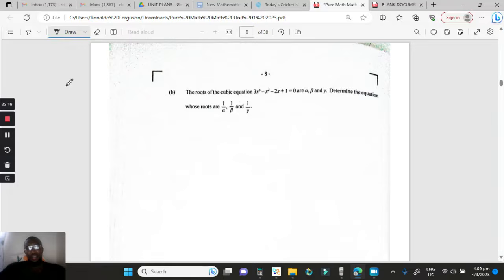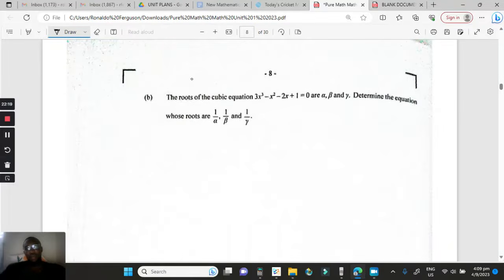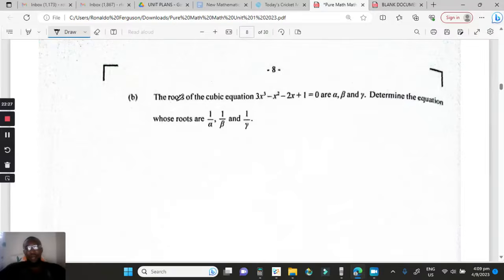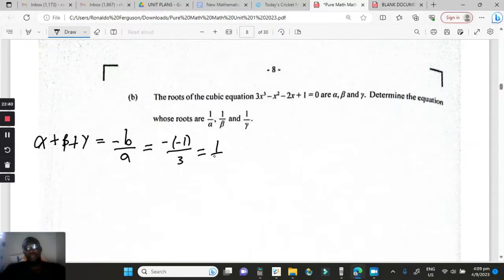This part now it says, the roots of a cubic equation, determine the equation with roots 1 over alpha, 1 over beta, 1 over gamma. Whenever you get these questions, you always start by writing down alpha plus beta plus gamma first. Now always remember it's minus b over a. So it is minus negative 1 divided by 3, which is 1 over 3.